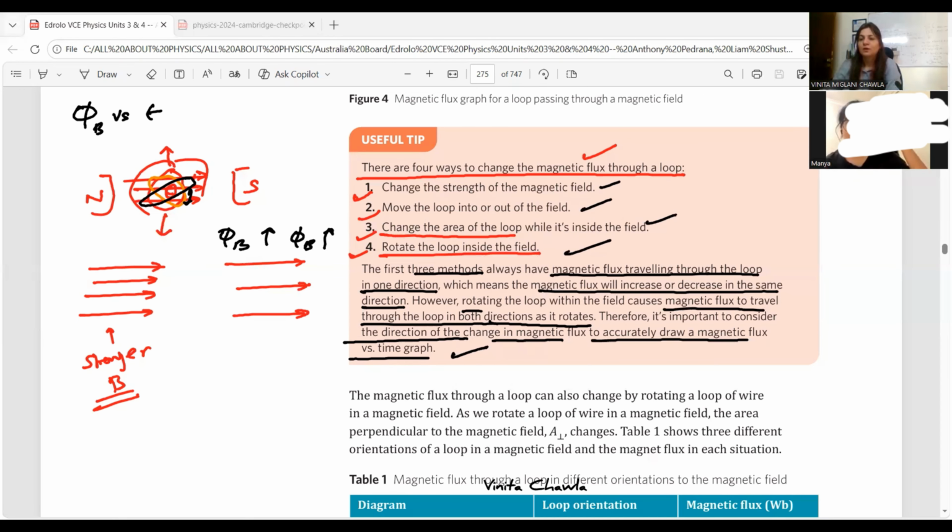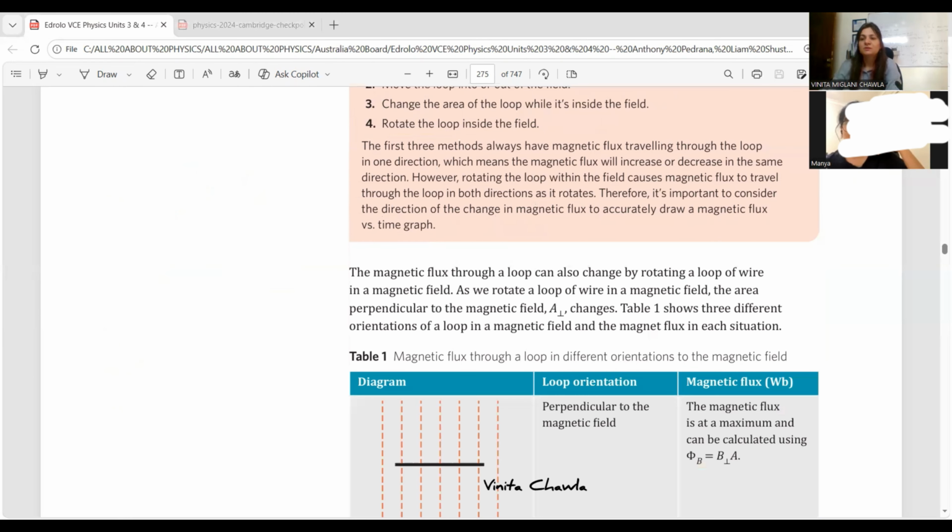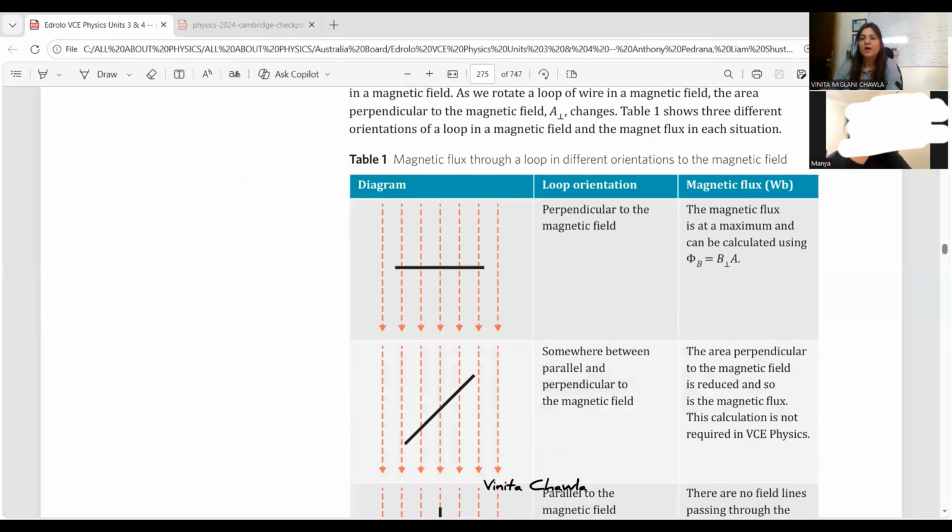Okay. Next, we have this loop orientation. You can see here, we have placed the coil in different ways. This is the first scenario where we have placed the coil perpendicular to the magnetic field. So here the maximum number of field lines will cross through the coil. So magnetic flux is at maximum and can be calculated using this formula. And this coil is placed perpendicular. So what is the angle between the magnetic field intensity and area vector in this case? This is the direction of magnetic field and area vector would be perpendicular to the plane of the coil, no? So both are pointing in the same direction. Theta is 0 degrees, right?